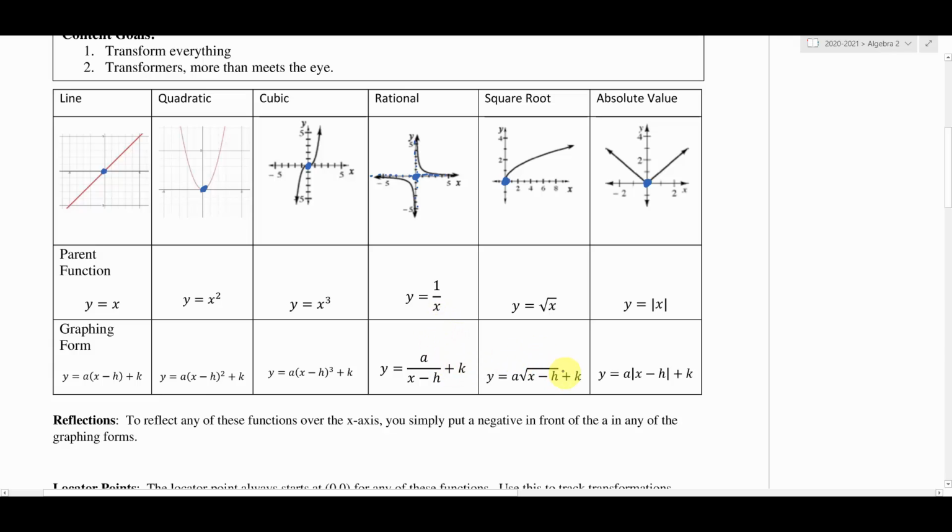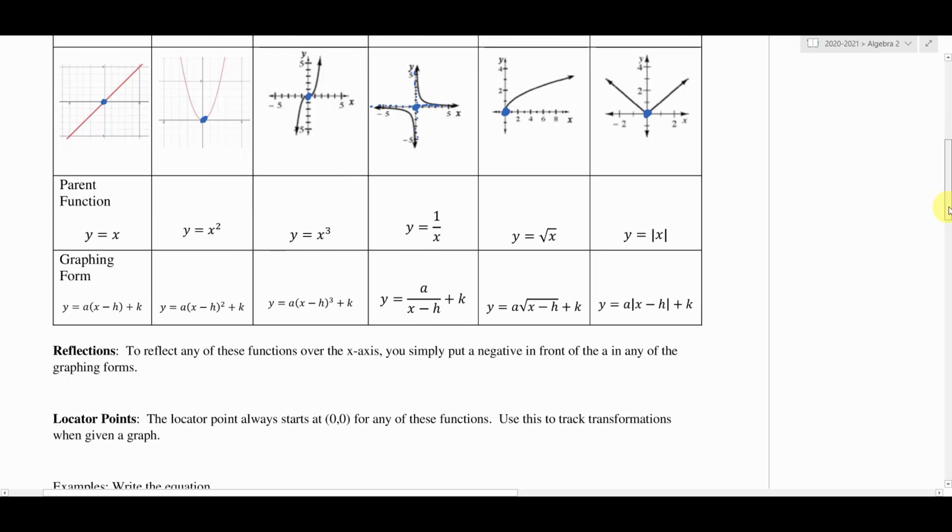Another one that students tend to mess up is the square root function, especially when they're doing the h and the k value. I'll see a lot of equations written with the k inside of the square root, but that k is outside of the square root. Okay, so make sure you exit the square root when you're typing your answer, and make sure that k is on the outside.